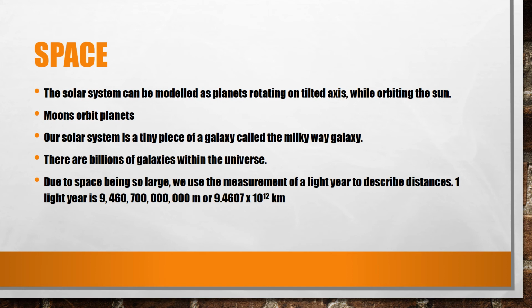Because space is so large, it is unrealistic of us to use kilometers or miles when talking about distance. So instead, we turn to the measurement of light years. This is how far light can travel within 1 year. The value we use is 9,460,700,000,000 kilometers, or 9.4607 times 10 to the 12 kilometers. The reason we use light years is because one of the closest stars to us is still about 4.3 light years away.